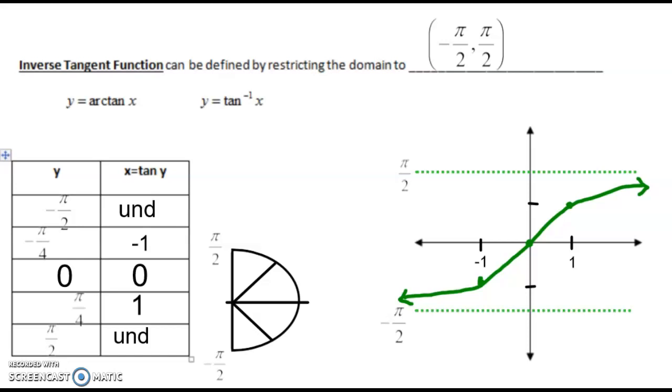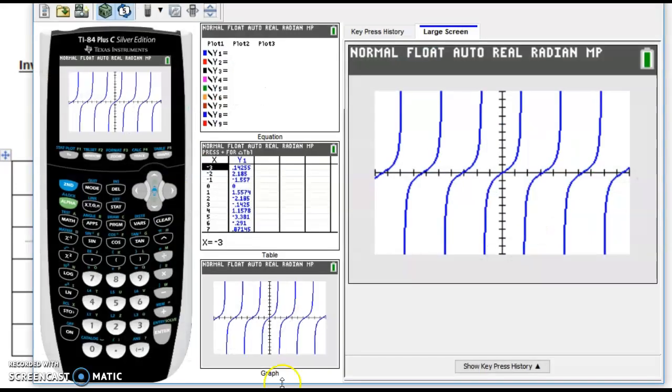Just like the inverse sine, or arcsine, was defined as the angle whose sine is equal to x, the inverse tangent function is defined as the angle whose tangent is that x value. To get a better understanding of why we define it by restricting the domain to negative pi over 2 to pi over 2, look at this graph of tangent of x. We can see it does not pass the horizontal line test, so its inverse is not a function.